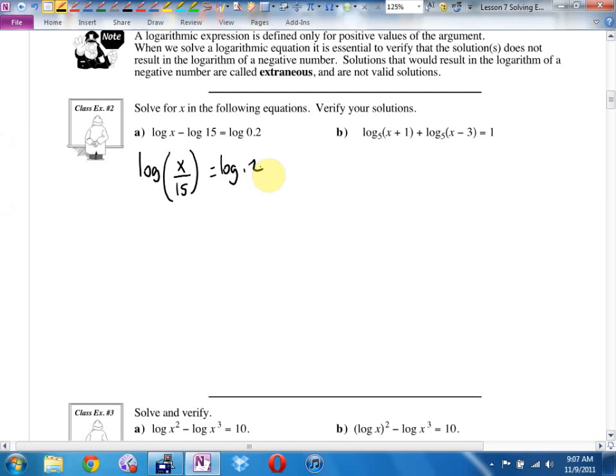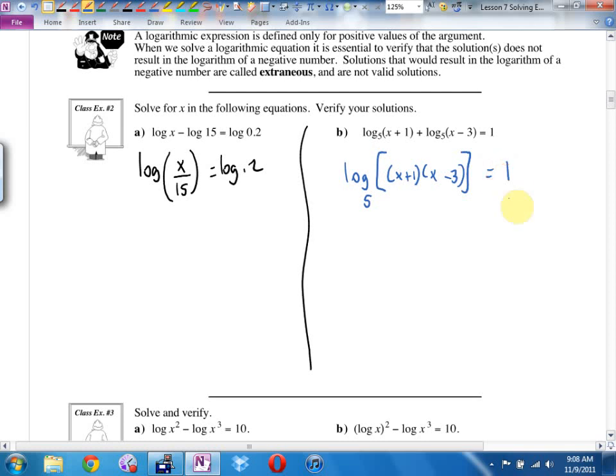Good. I'm going to do the same thing over here on the right. Oh, are my bases the same? I'm adding. What's adding two logs the same as? This can be written as the log base 5 of the quantity x plus 1 times x minus 3 equals 1. Do I also have one term equals one term? But can you see the difference? On the left-hand side, I have one log equals one log. On the right-hand side, I have one log equals a number.